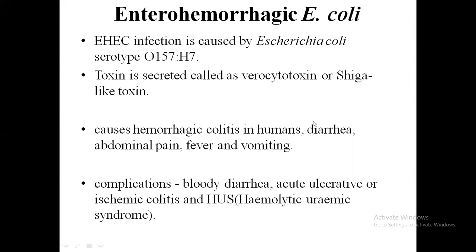So what happens in HUS, hemolytic uremic syndrome? The RBC spreads. Hemolysis will occur, sir, and that we can find in the urine. That's why it is called uremic. Okay, so there is hemolysis and urea increases. Actually, it affects the kidney more than the intestine.